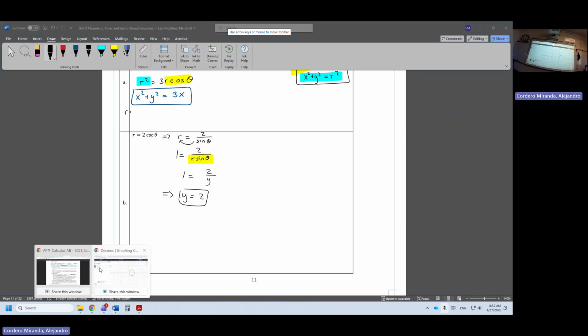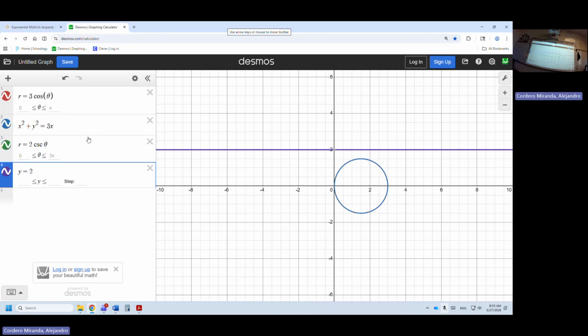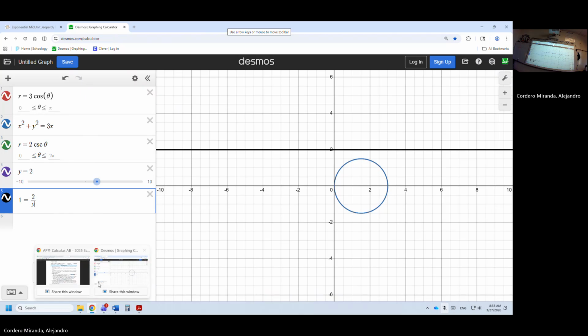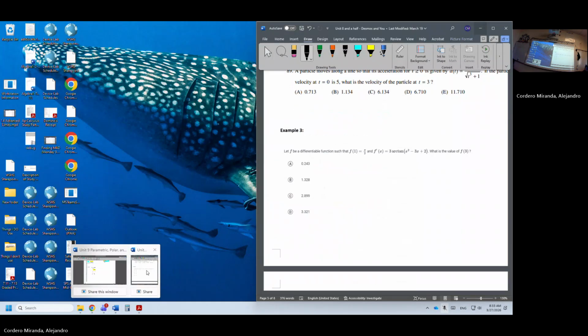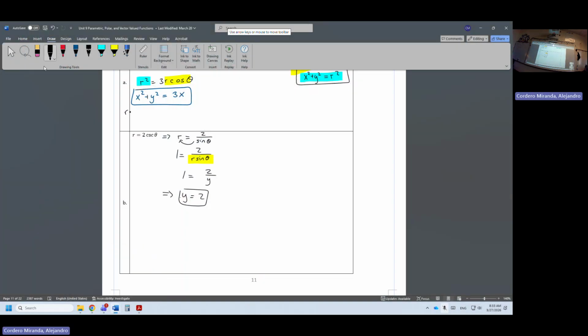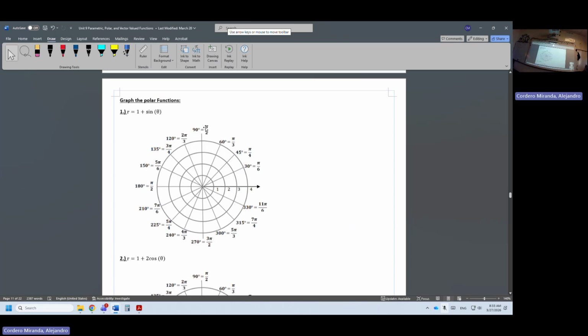All right, y equals 2 should be a horizontal line. Here's us checking r equals 2 cosecant of theta. Nice, horizontal line. y equals 2 is also a horizontal line. 1 equals 2 over y is also a horizontal line. Do any of those work? Cool. And now, how many minutes is that? 10 minutes to graph a function ourselves. Yes, let's do it. It's easy.